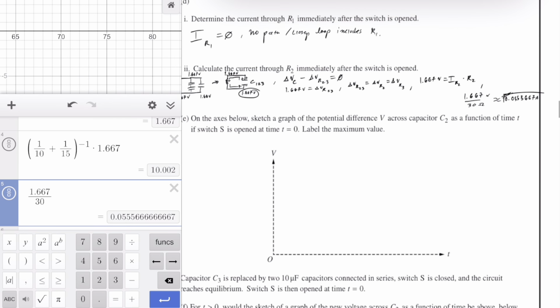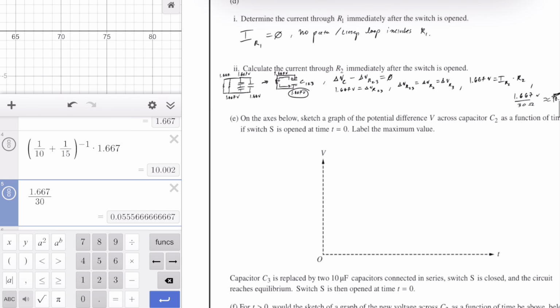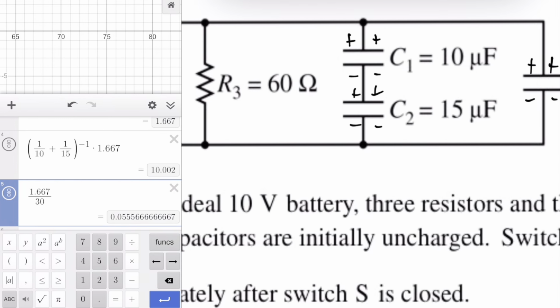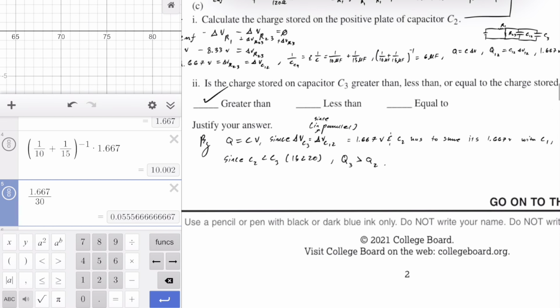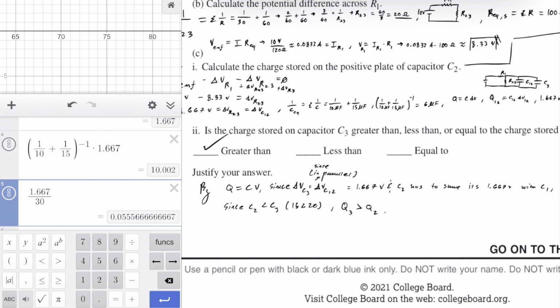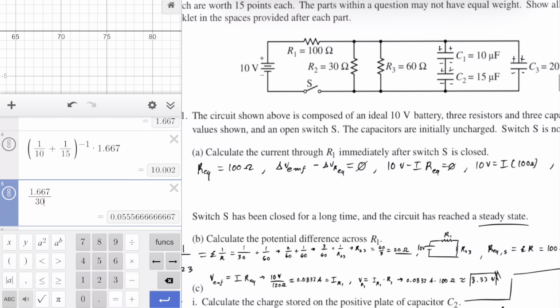So on the axis below, sketch a graph of the potential difference V across capacitor C2 as a function of time t if switch S was opened at time t equals 0. Label the maximum value. Okay. So the voltage across capacitor C2 was what? What did we say it was earlier?